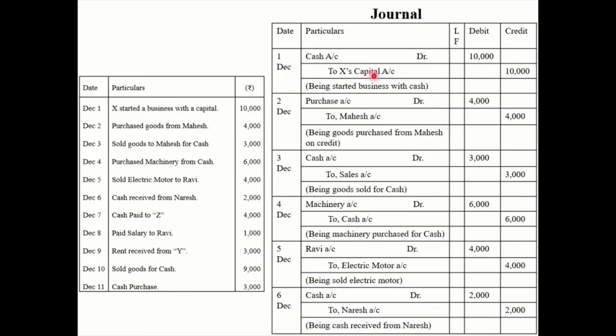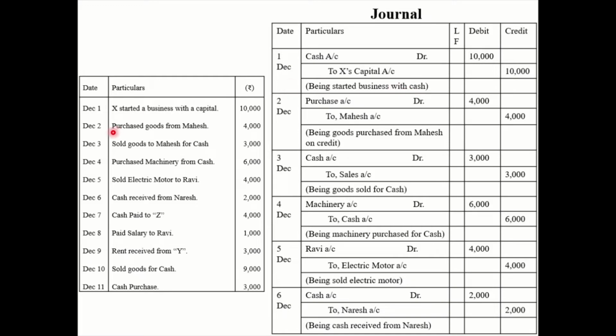X capital is a type of personal account. Rule of personal account is credit the giver. Here X gives the cash for the business. That's why X capital account is credited with rupees 10,000. And this is the short explanation about the transaction, being started a business with cash. It is called narration.